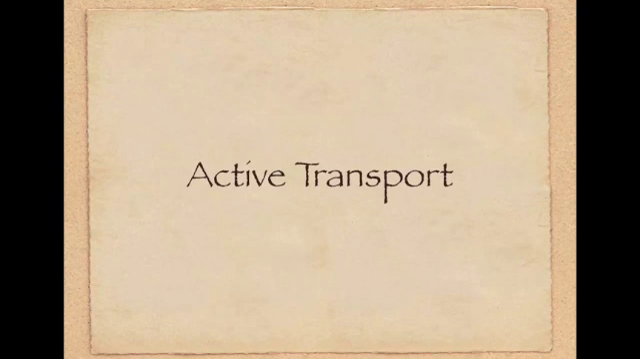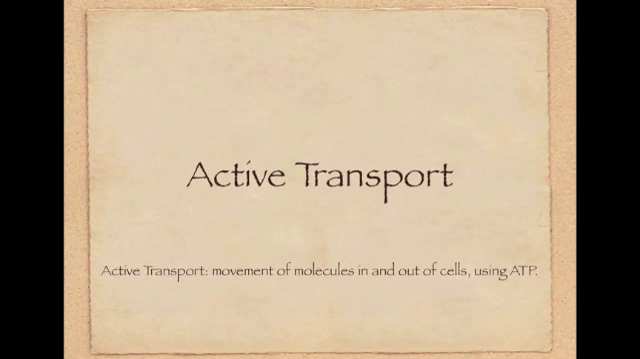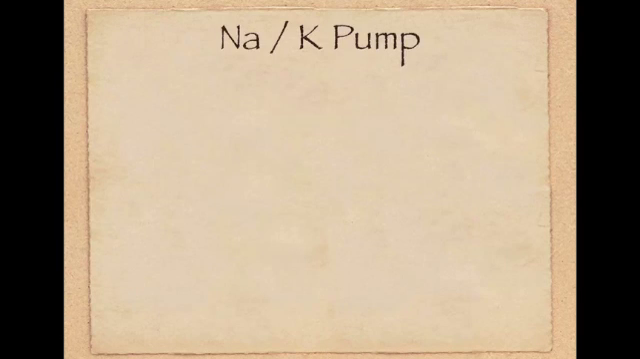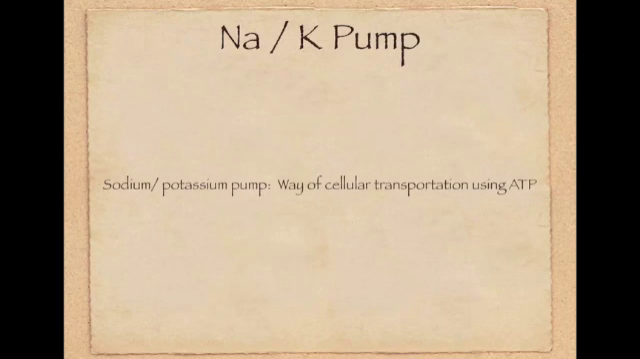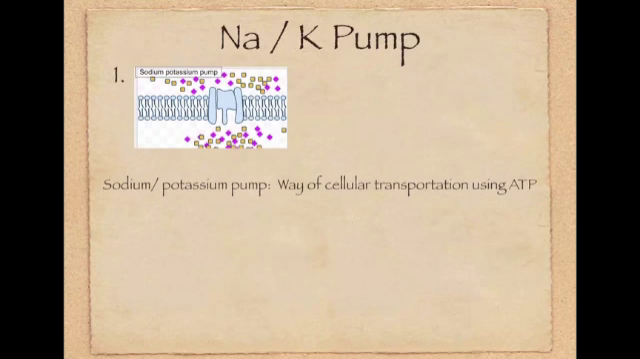Next up is the active transport. Active transport is the movement of molecules in and out of the cell, just like diffusion. However, they use ATP. First is the sodium-potassium pump. The sodium-potassium pump is a way of cellular transportation using adenosine triphosphate.